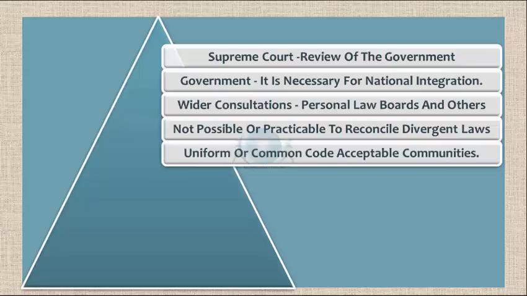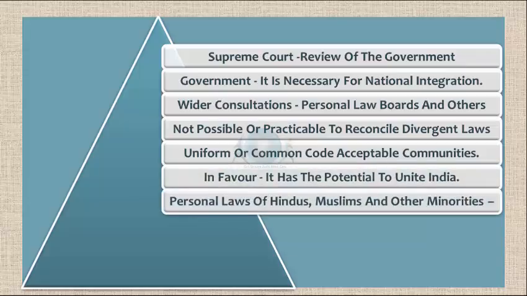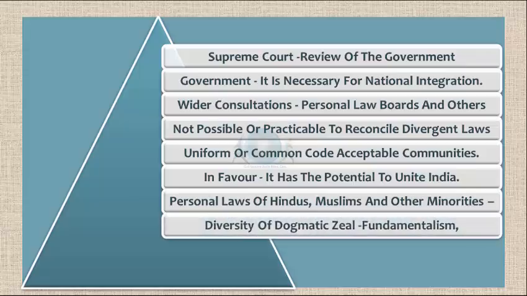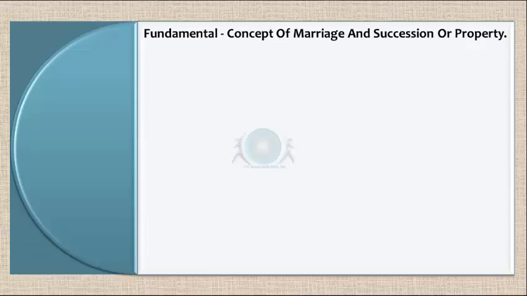The main argument of those who speak in favor of such a code is that it has the potential to unite India. A comparative study of the personal laws of Hindus, Muslims and other minorities will reveal the sheer diversities of these laws. It is coupled with a dogmatic zeal amounting to fundamentalism, and therefore it cannot permit uniformity of any sort. One important and fundamental aspect of the Uniform Civil Code is understanding the concept of marriage and succession or property, among other things.